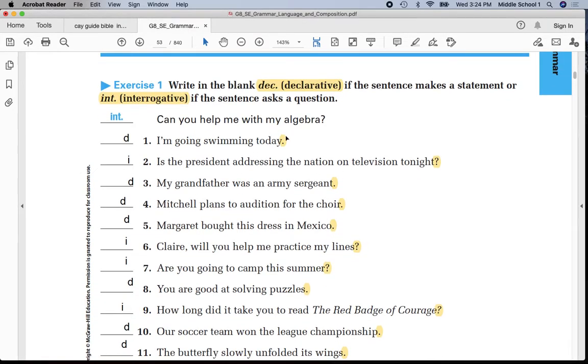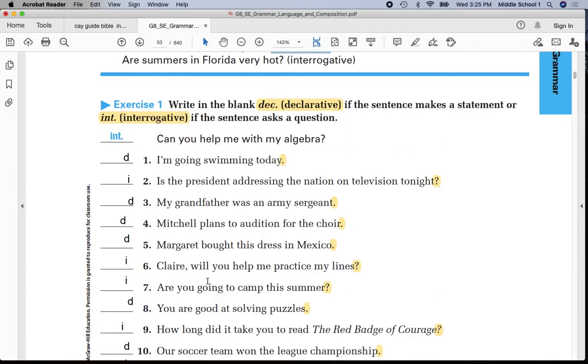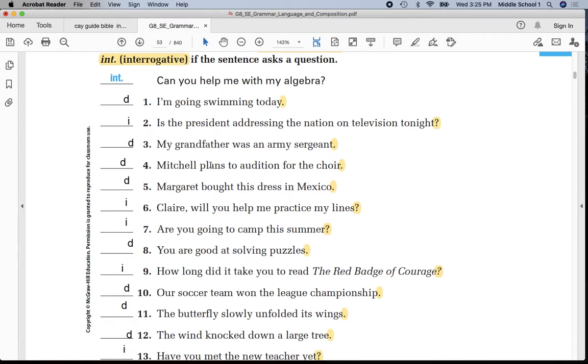Number 1, I'm going swimming today. It is a period, declarative. Number 2, is the president addressing the nation on television tonight? Question mark, interrogative. Number 3, my grandfather was an army sergeant, period, declarative. So all of these sentences, if they have a period, they will be declarative. If it has a question mark, we call it interrogative.